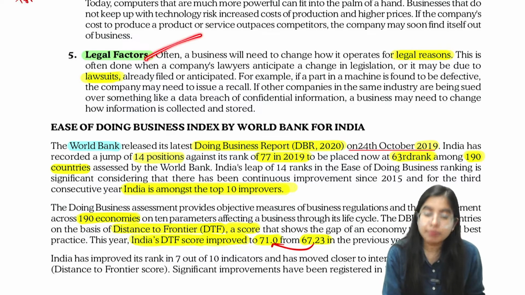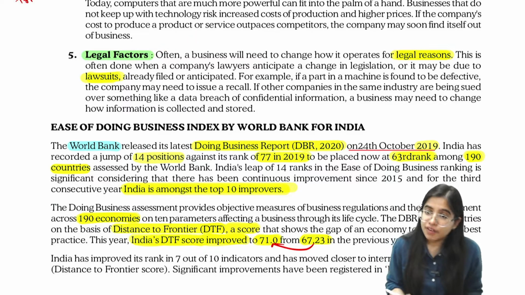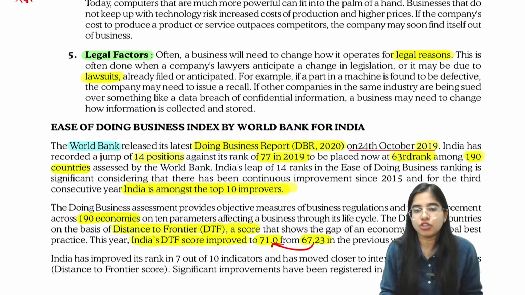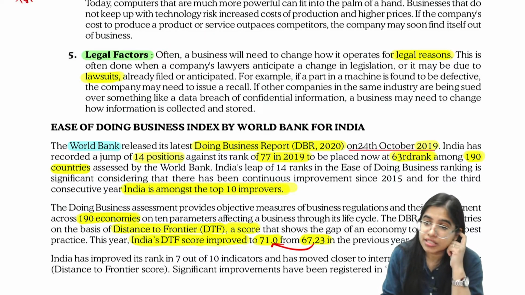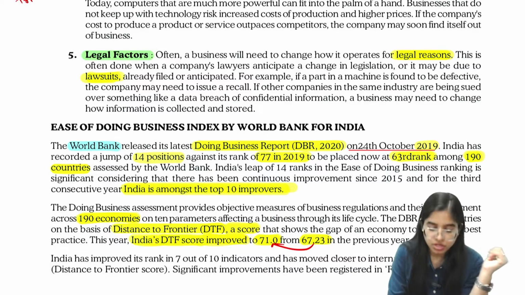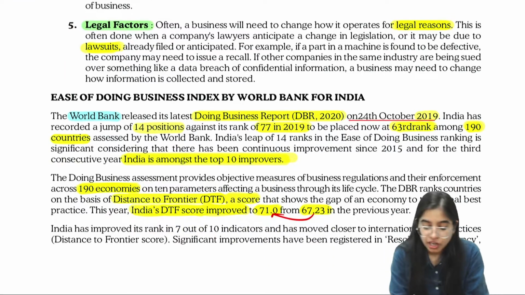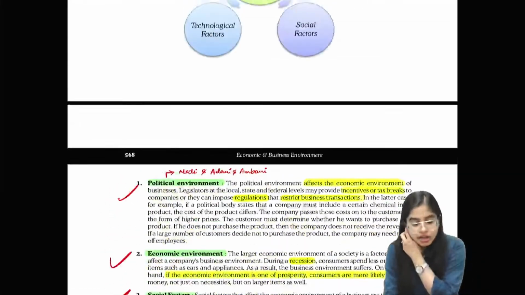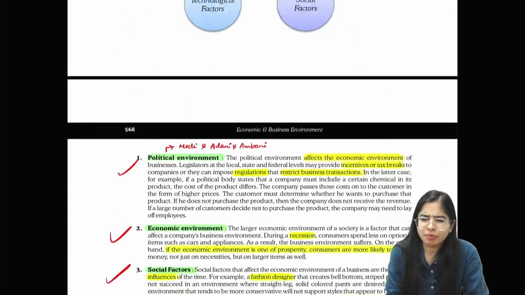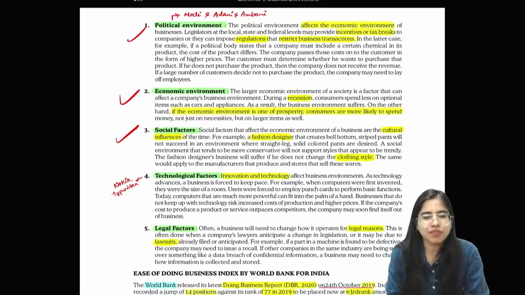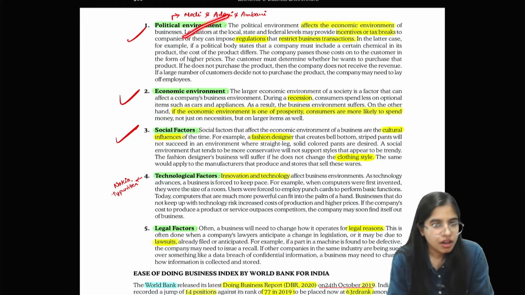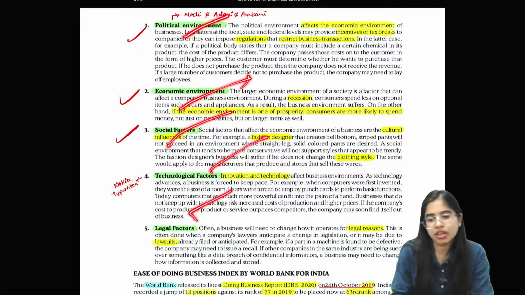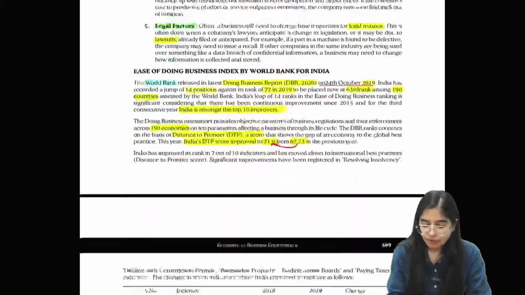Yes. If anybody files a case against your business, it will affect your business. So all these legal factors, meaning legal reasons, laws, rules, regulations, affect your business. If any lawsuit is filed against your business, it will affect your business. So all these factors are your types of environment. Now, if a question is asked on these five kinds of environment, you will be able to answer: political, economical, social, technological, and legal factors. These are the five factors.